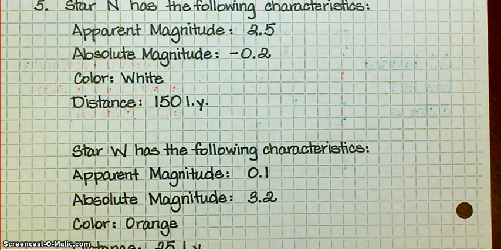Star W has the following characteristics. Apparent magnitude is 0.1, absolute magnitude is 3.2. Color is orange, distance 25 light years.